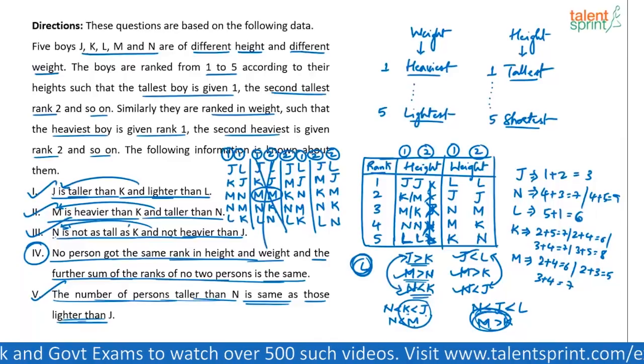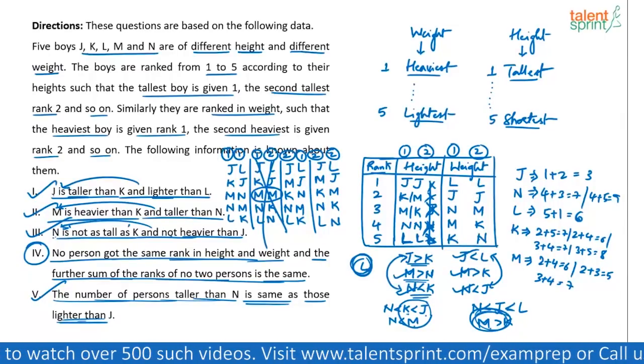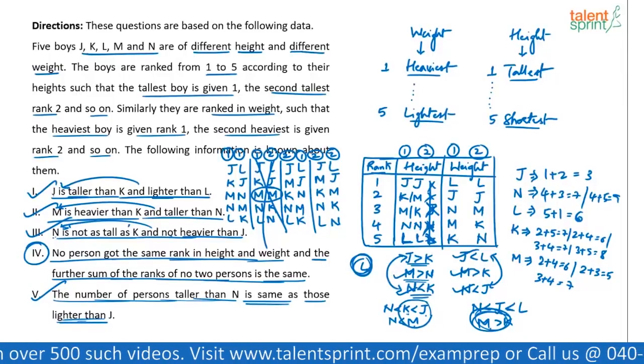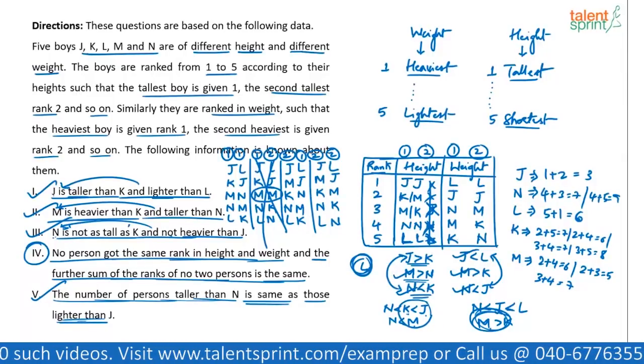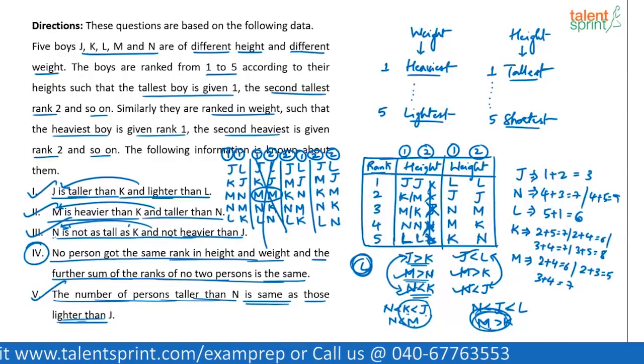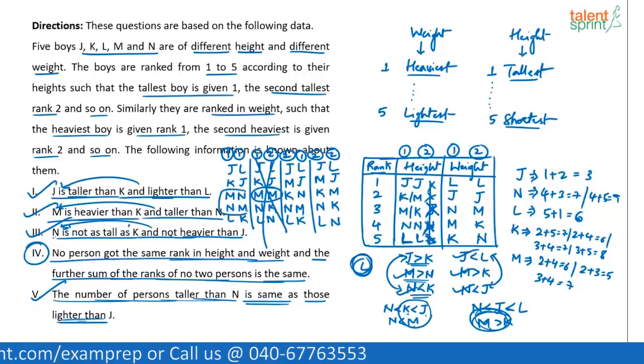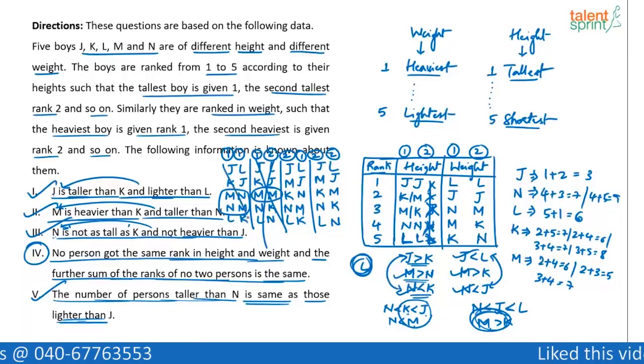Similarly, try to rule out the other things. Is there any other place where they are getting the same ranks? No. So the same ranks check is done. Now we have to look at the sums. See, M, N, N, M. This will be eliminated because the sum of the ranks of M is 3 plus 4, 7. The sum of the ranks of N is also 3 plus 4, 7. So this cannot be considered.